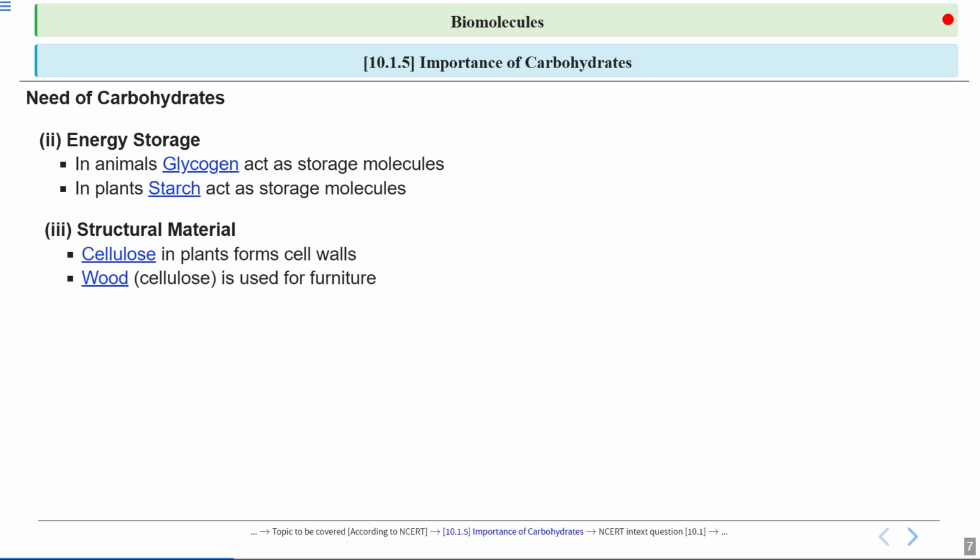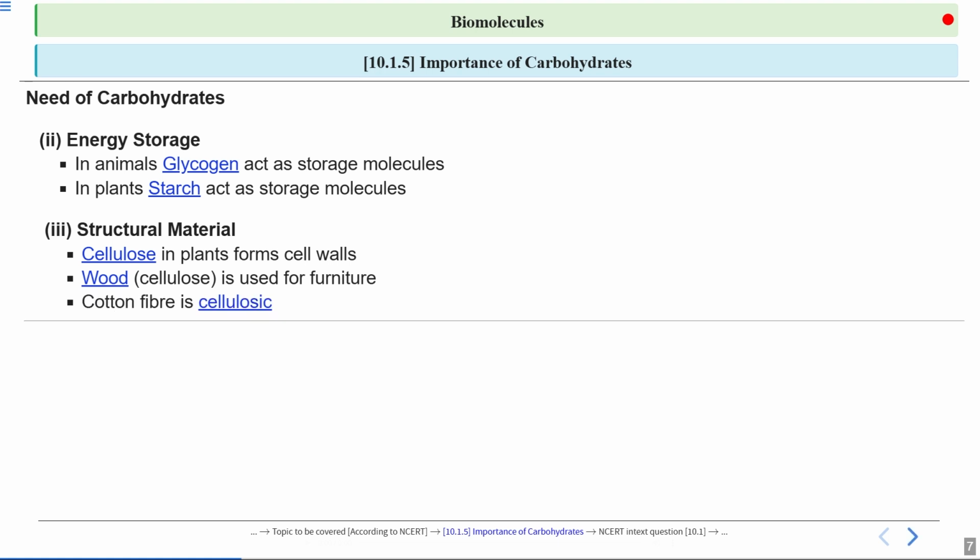Next, if we talk about wood, wood is another example of cellulose. The cellulose in wood makes it strong and sturdy, which is why we use wood to make furniture and buildings. So this shows how plant biomolecules can be useful even outside the plant.